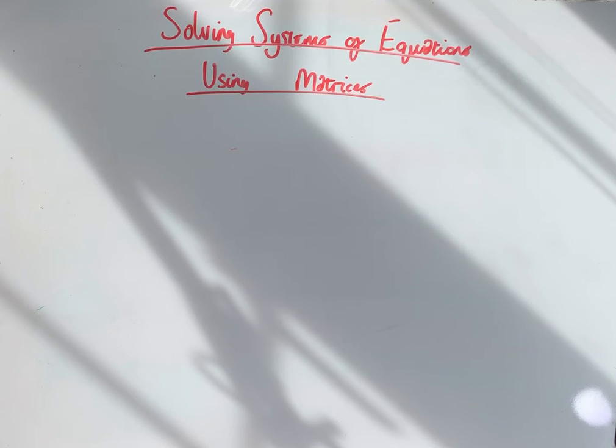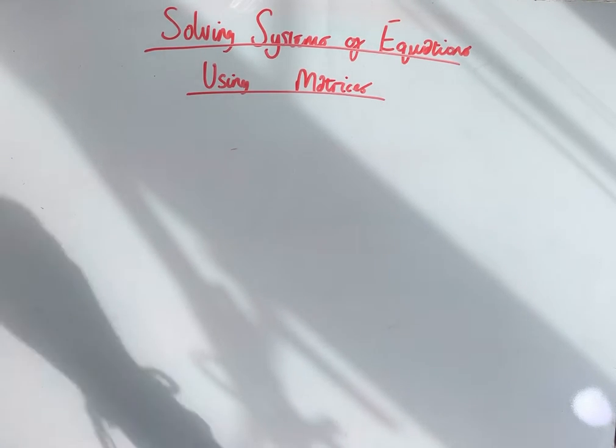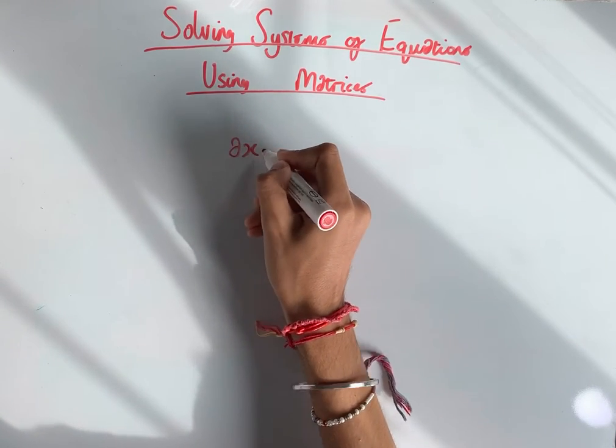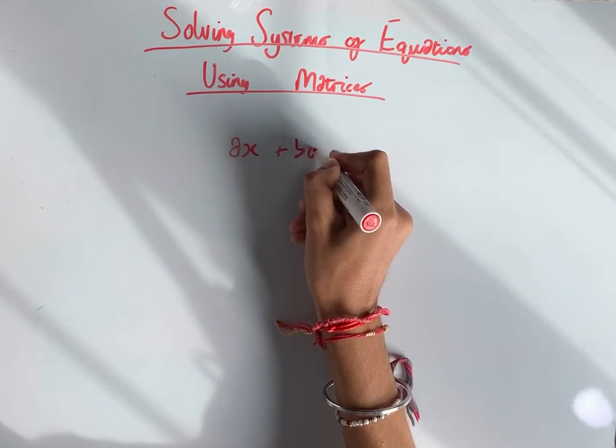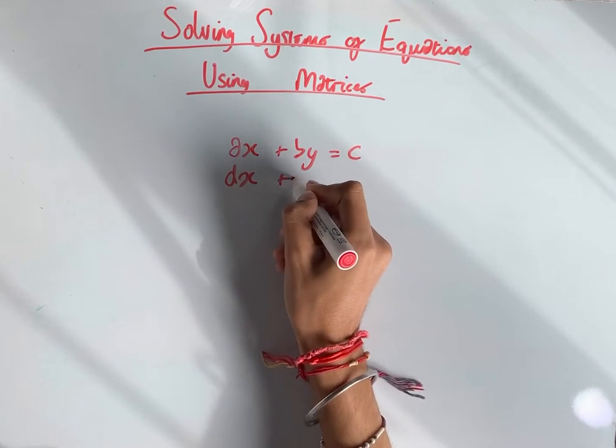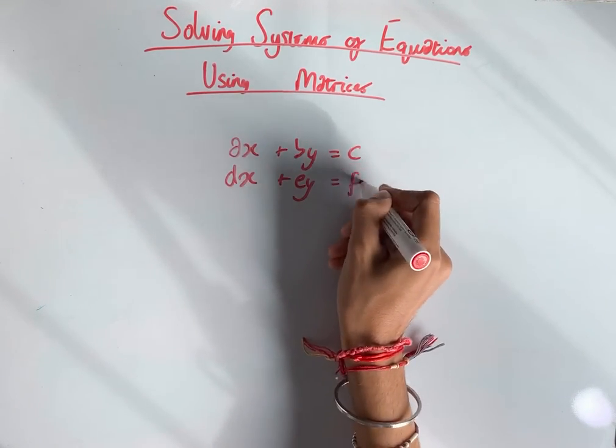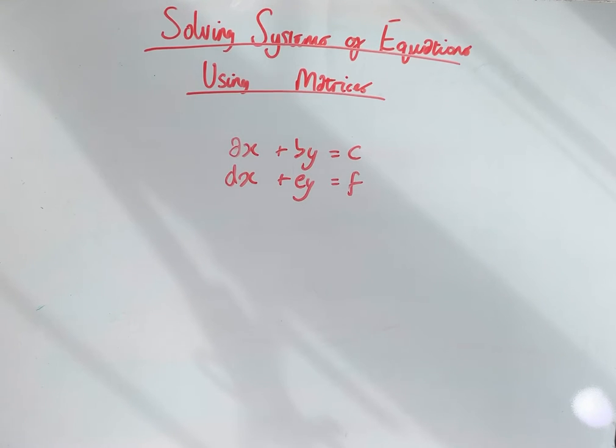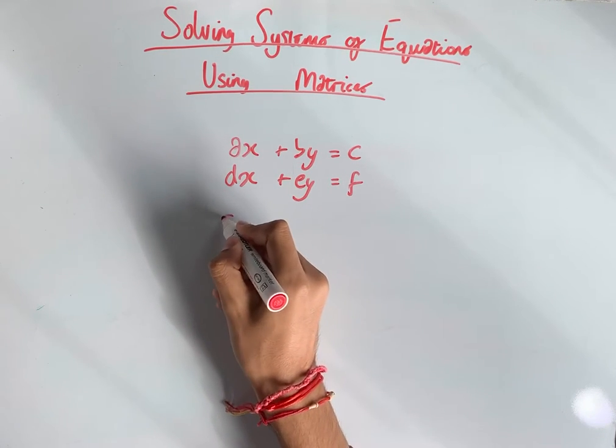Hi, today I'm going to talk about how to solve systems of equations using matrices. I'll start with a 2x2 matrix, then move on to a 3x3 system and explain the geometric consequences of the system's results. For a two-equation, two-variable set of linear simultaneous equations, such as ax plus by equals c and dx plus ey equals f, the system can be put into matrix form like so.